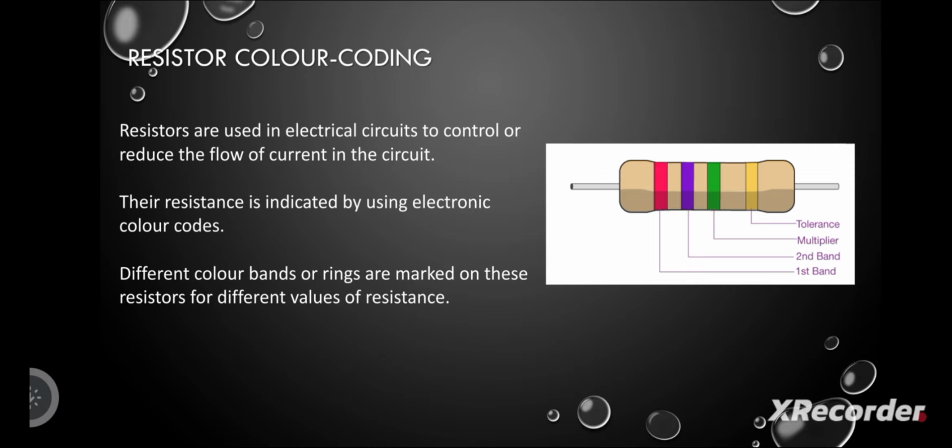Resistors are used in electrical circuits to control or reduce the flow of current in the circuit. Their resistance is indicated by using electronic color codes. The different color bands or rings are marked on the resistor for different values of resistance. So in a resistor there may be either 4 or 5 bands, and the color coding of a resistor is different based on its value.